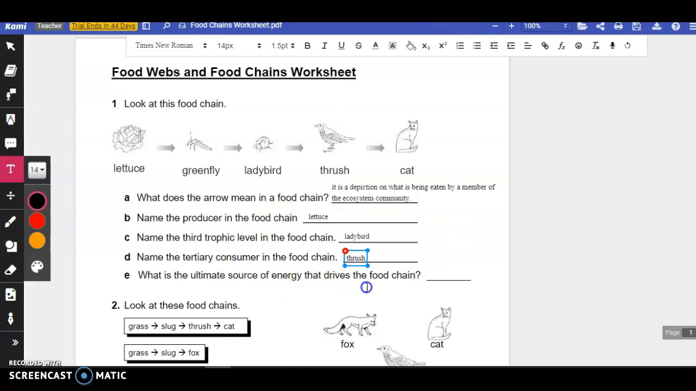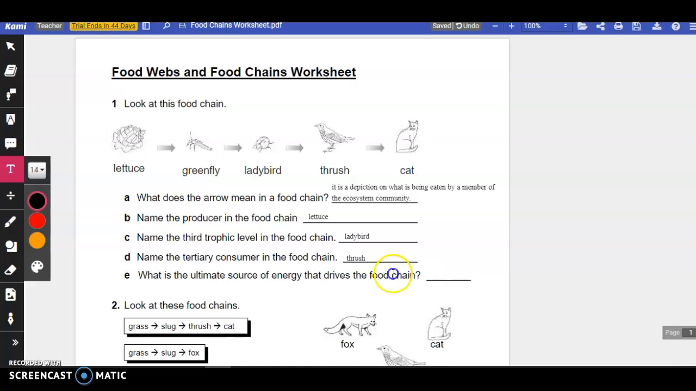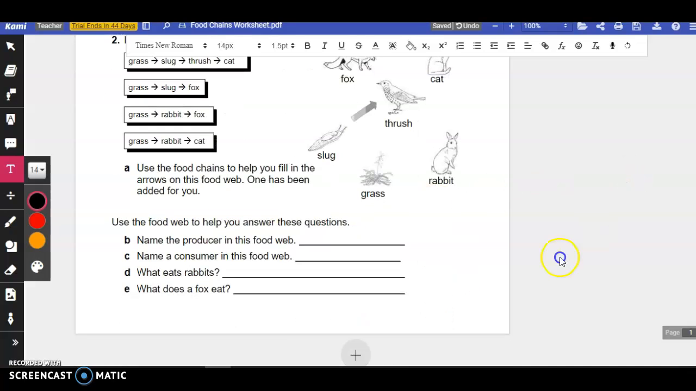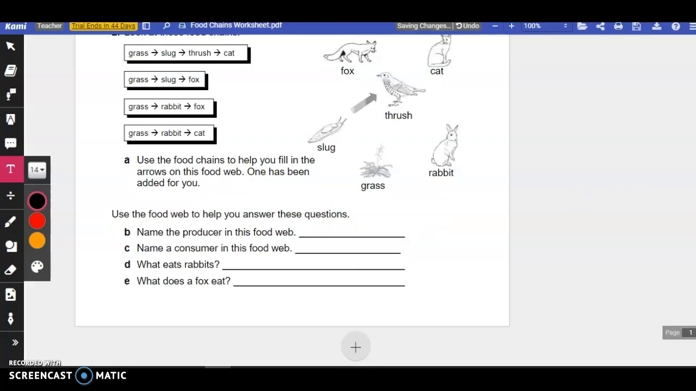What is the ultimate source of energy that drives the food chain? Question number E. Now, if there was no sun, photosynthesis would not take place. If there was no photosynthesis, the plants would not survive. So the ultimate source of energy is the sun. Now let's move on to the second question.